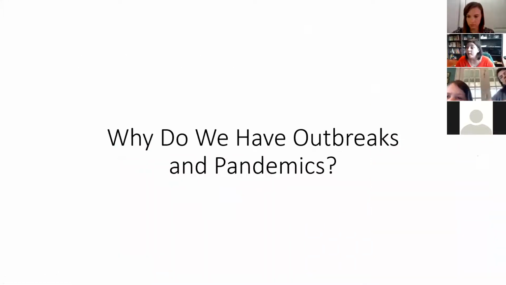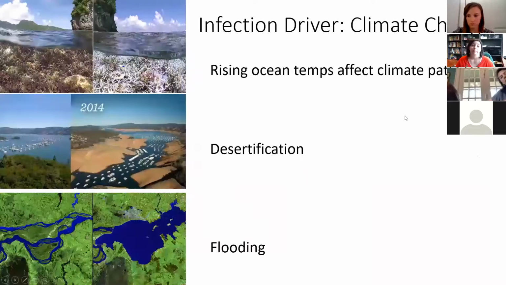So why do we have outbreaks and pandemics? There are several drivers for infection, and you might be surprised to know that climate change is a major driver. The ocean temps have gotten a lot warmer, and that's changed our global climate cycles of El Nino and La Nina. That has led to desertification. Places that used to have a lot of rainfall, like in California, are turning into deserts. And areas that didn't see a lot of rainfall in the past are starting to flood.